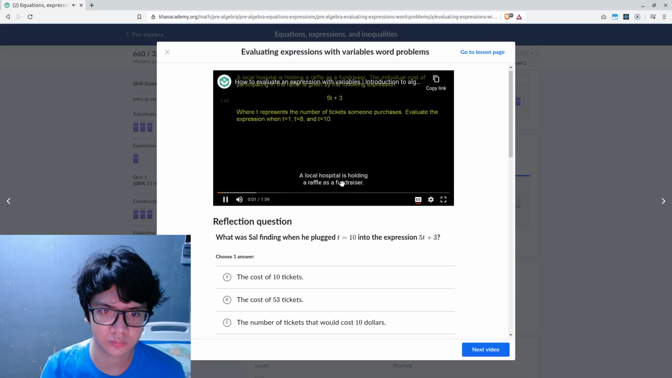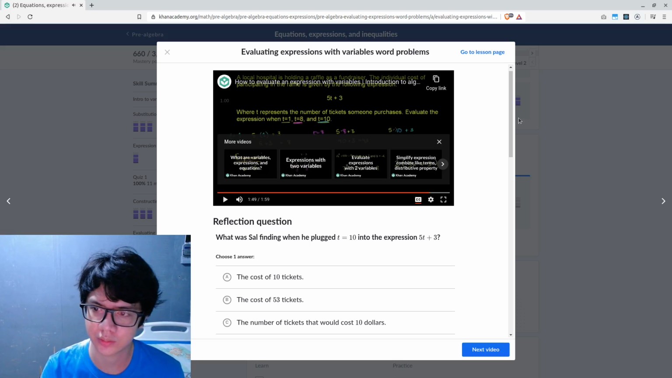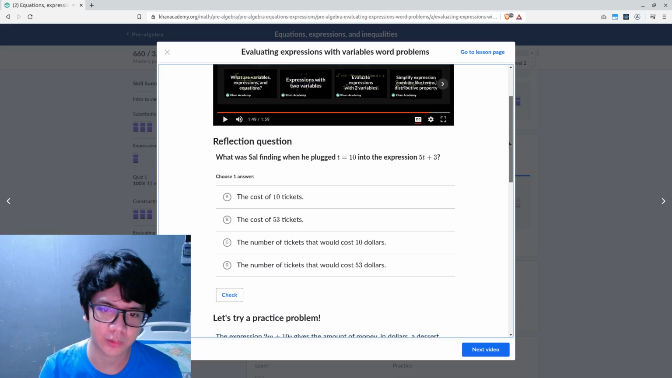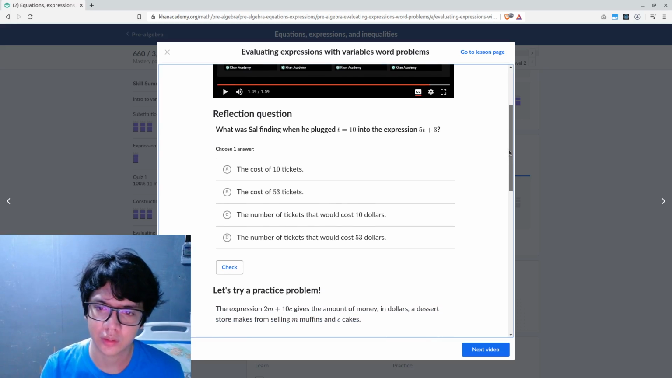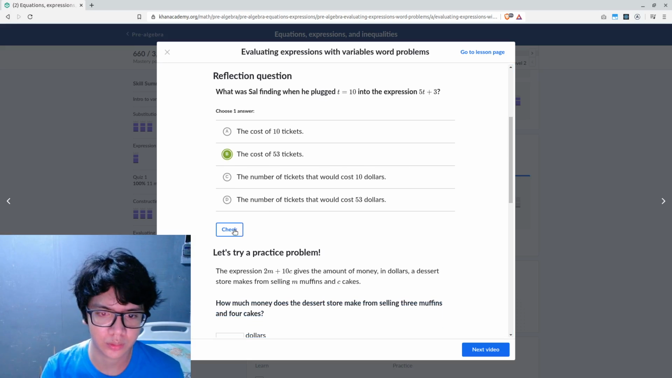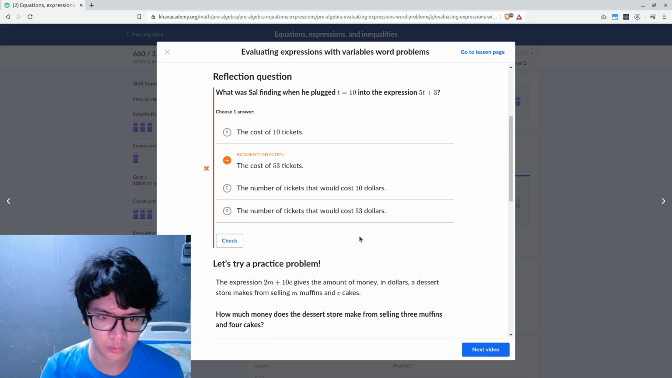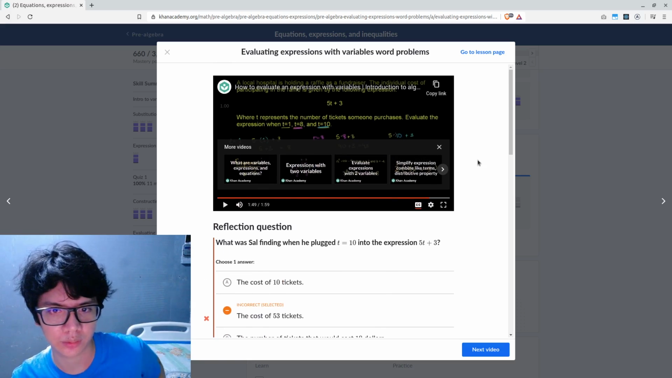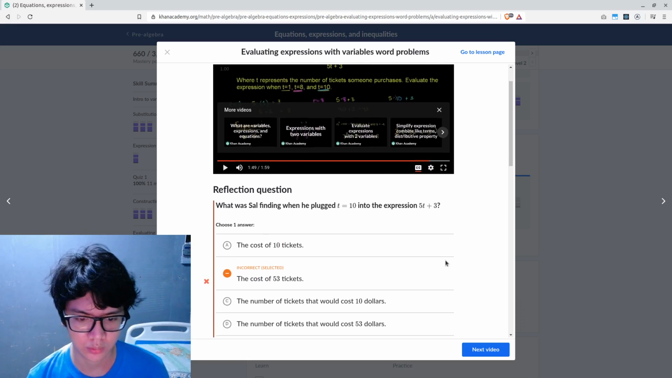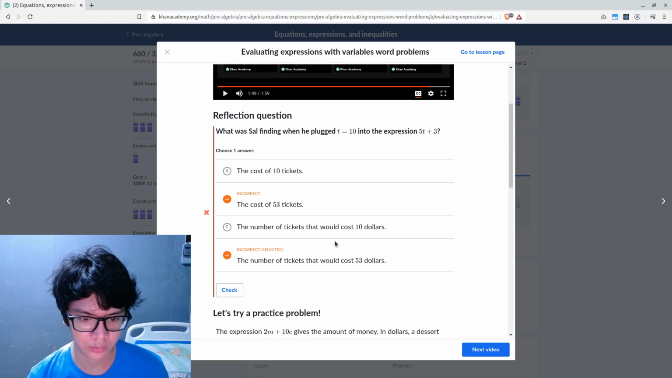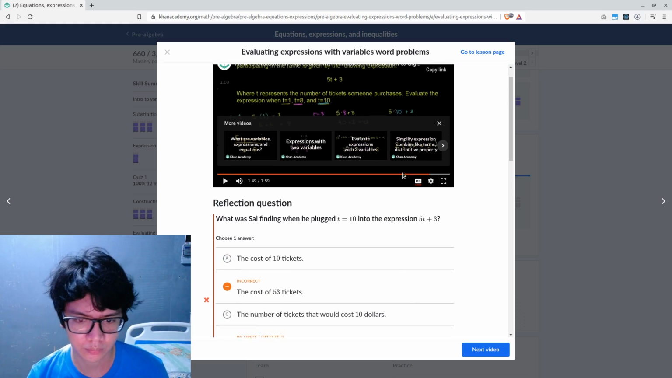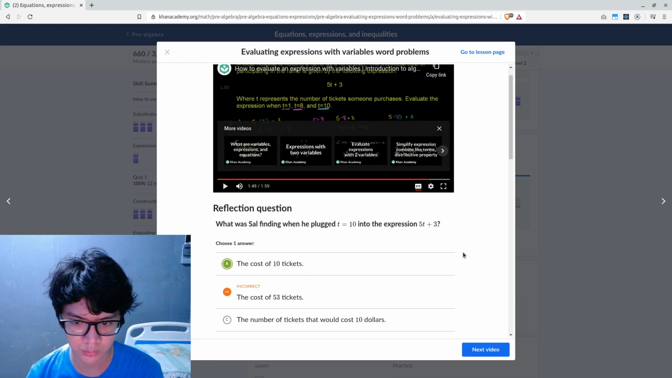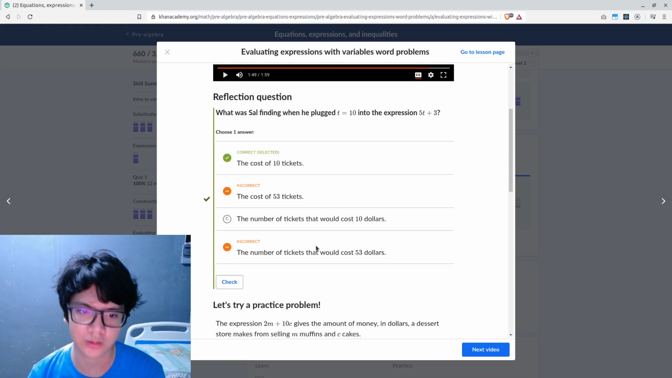A local hospital is holding a round. What was Sal finding when plugged the... Wait, what? Oh my god. Oh, the cost of 10 tickets. Oh my god.